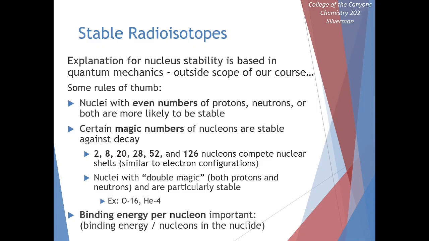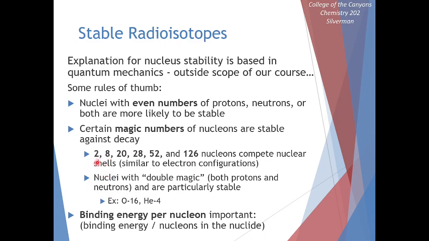Better than our even numbers are what are called magic numbers. These have special properties where it's almost analogous to our electron shells, where our noble gas electron configurations are more stable than other electron configurations. There are certain numbers of protons or neutrons that are more stable than others, which we call magic numbers. 2, 8, 20, 28, 52, 126, these are the first few magic numbers. And so having, well, 2 protons is very nice. Having 2 neutrons, also very nice.